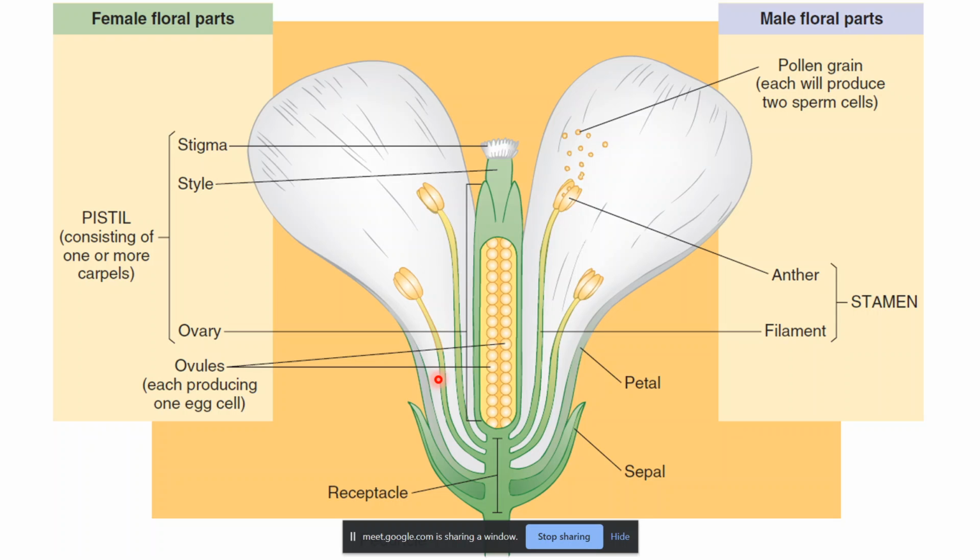And sexual reproduction is a fusion of the reproductive cells, eggs and sperm cells, and they are called gametes. So gametes are the reproductive cells that are eggs in female flowers and sperm in male flowers.